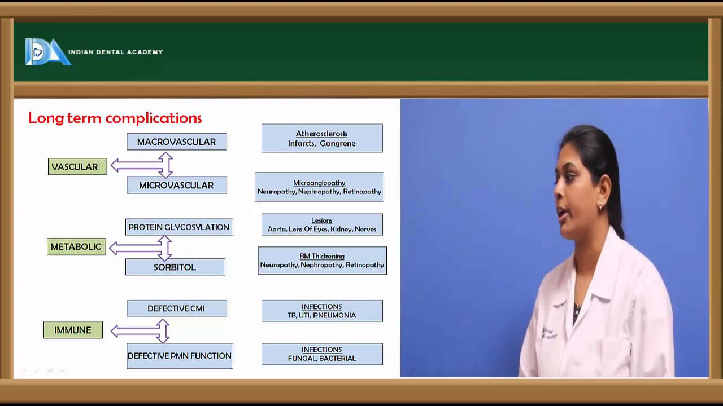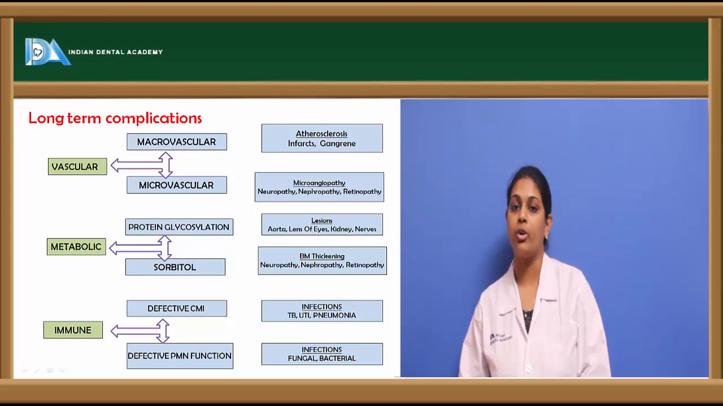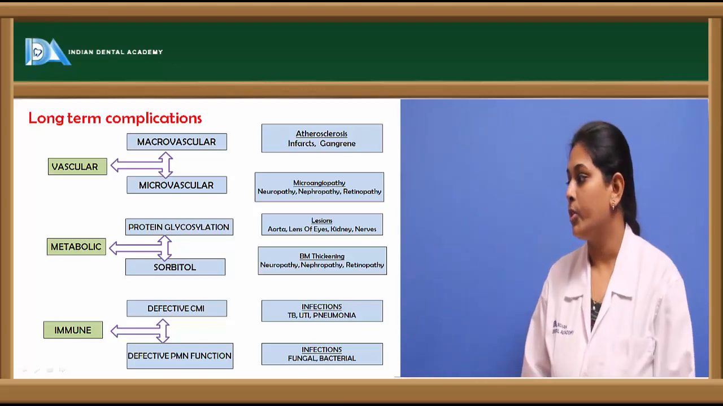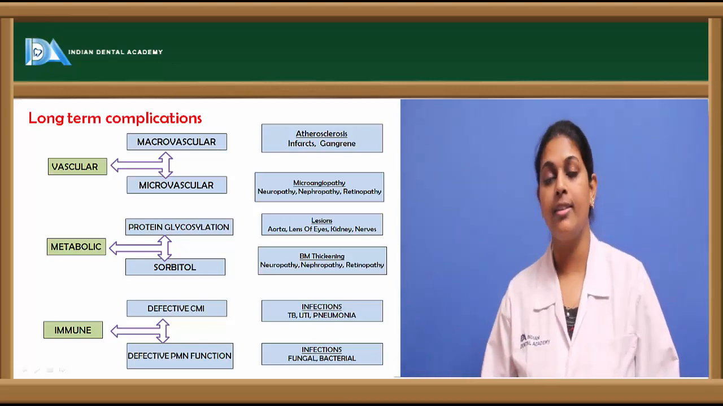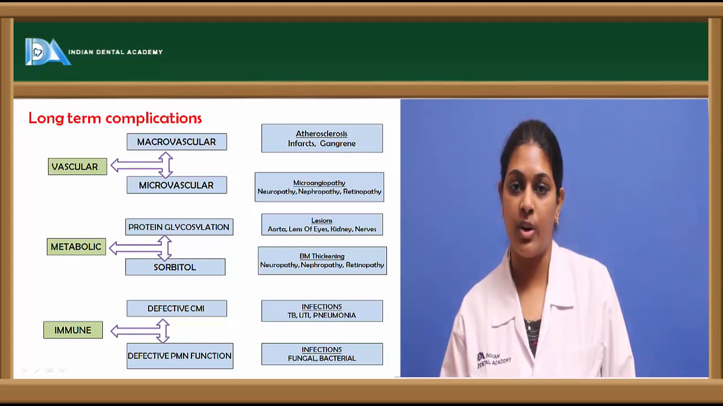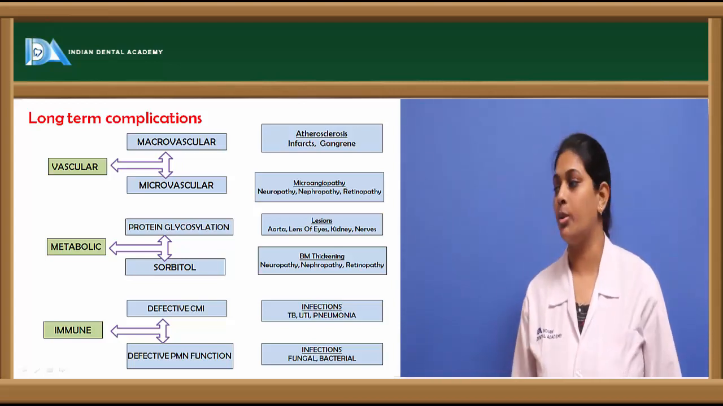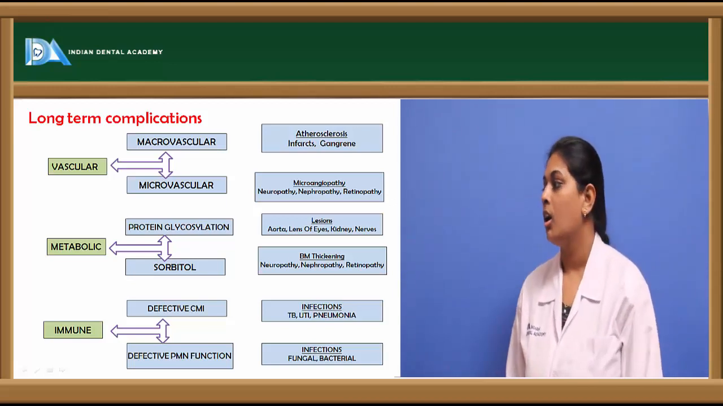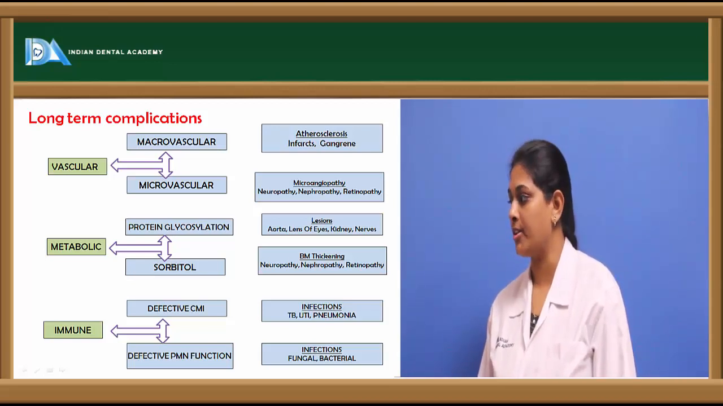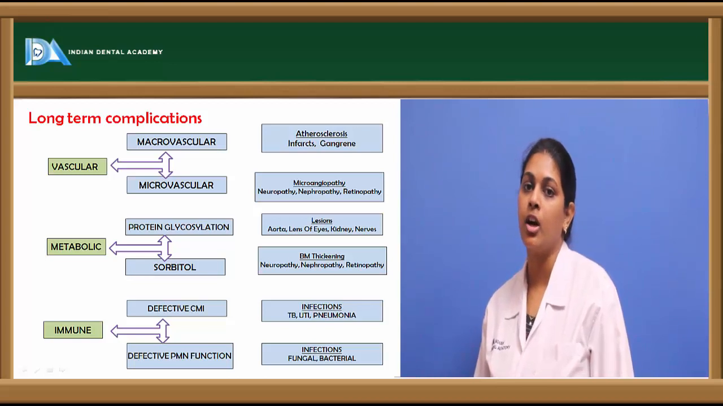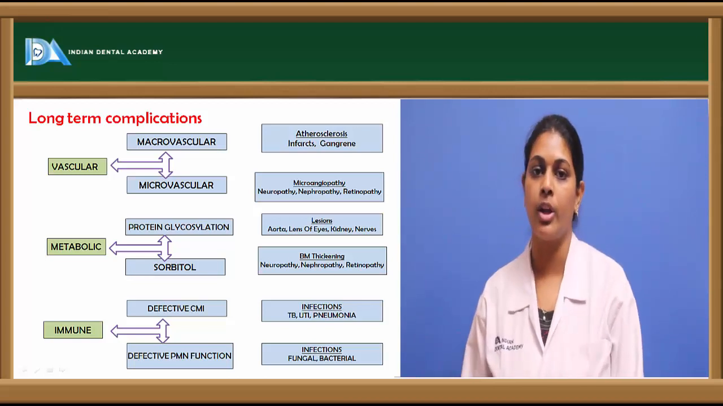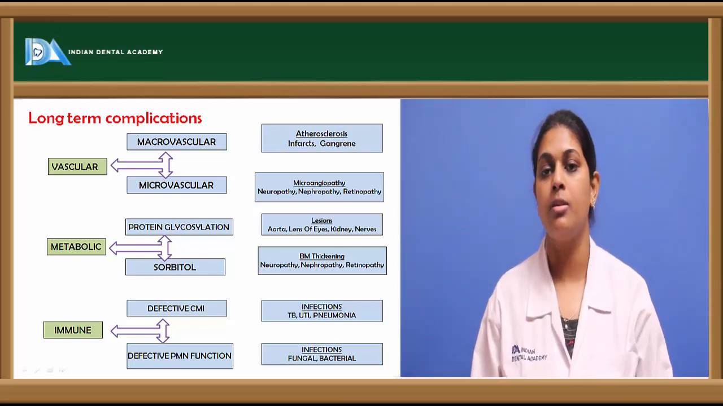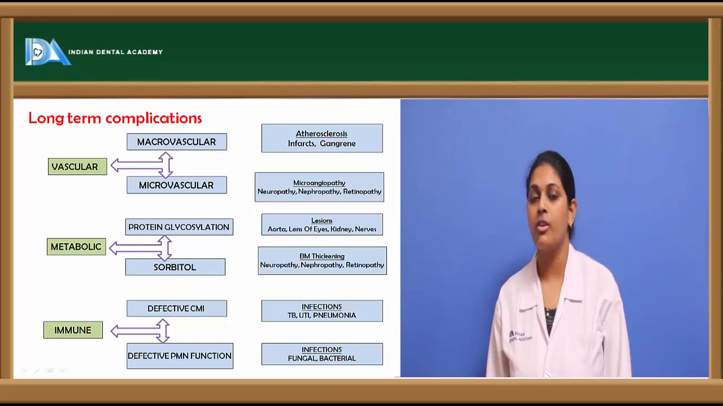Coming to the microvascular changes, usually we find microangiopathy, that is, thickening of the basement membrane. This can be seen in neuropathy, that is, in the nervous system, where we can see Schwann cell degeneration or nerve demyelination. In nephropathy, we see alterations in the renal vessels, which are involved in excretion. And in retinopathy, we can see hemorrhage, that is, blood leaking out from the vessels, which could also result in blurred vision or complete loss of vision in cases of long-term complications.